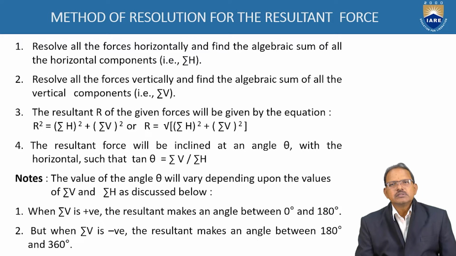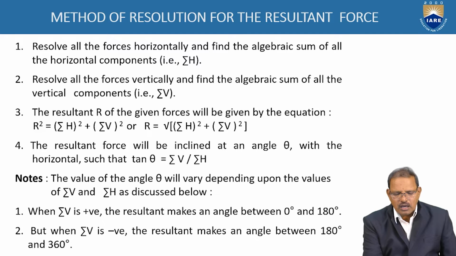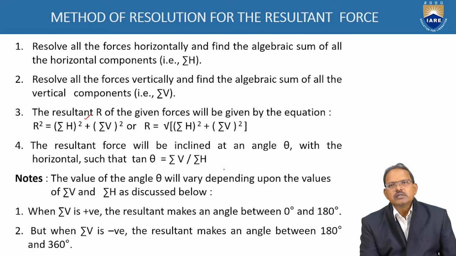Similarly, resolve all the forces in the vertical direction. Find the algebraic sum of all the components which are acting in the vertical direction. This algebraic sum is treated as the component of resultant force in the vertical direction. The resultant R of the given forces will be given by the equation R squared is equal to (sigma H) whole squared plus (sigma V) whole squared, or the resultant is equal to the square root of (sigma H) squared plus (sigma V) squared.